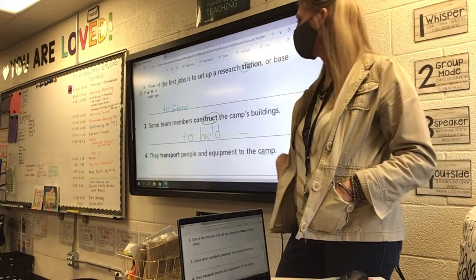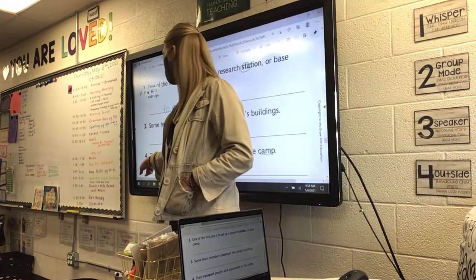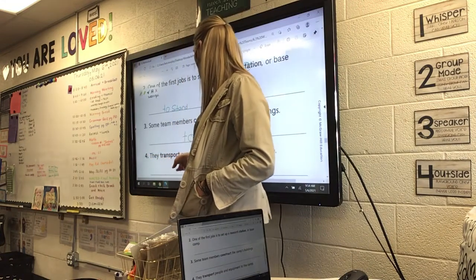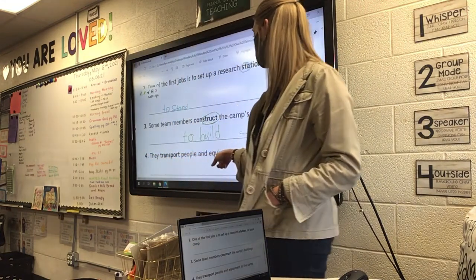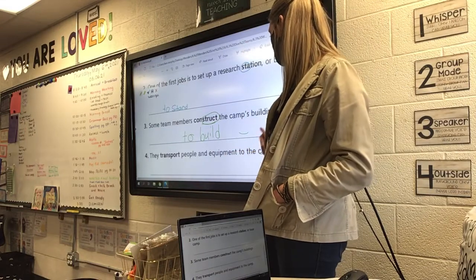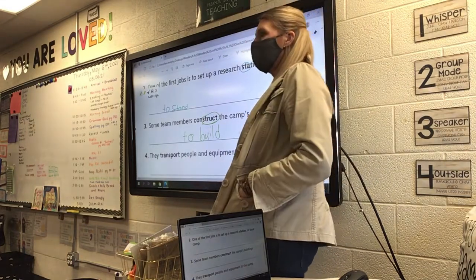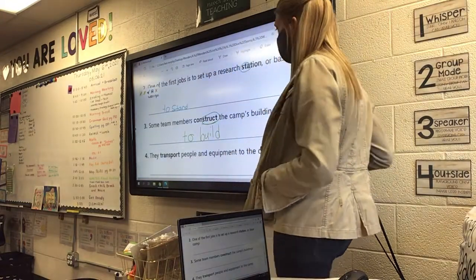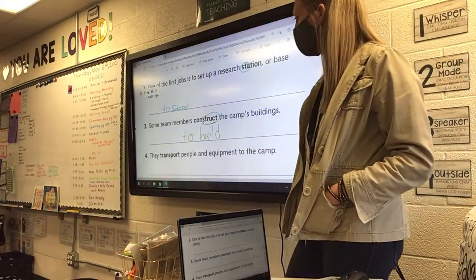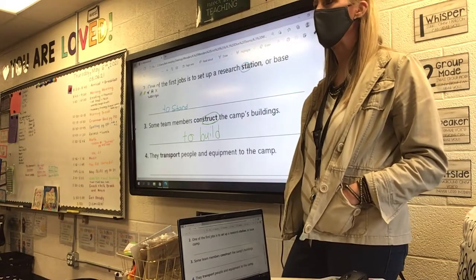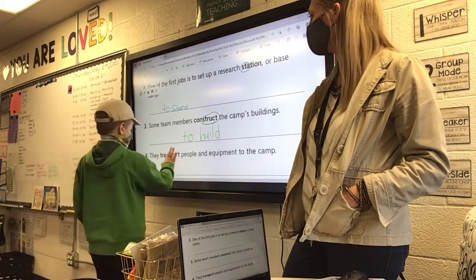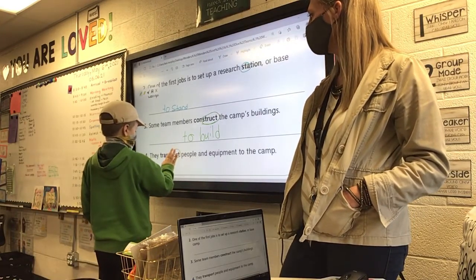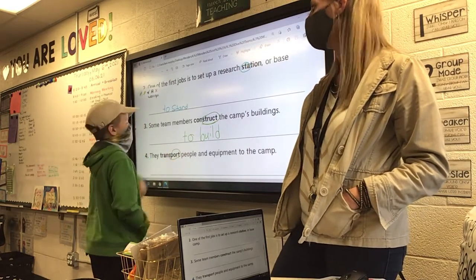And let's read that all together. Ready? They transport people and equipment to the camp. Okay, who can find it? Wyatt, do you think you can find it? Transport is the word. Which part is the Greek or Latin? What does that mean? Port.